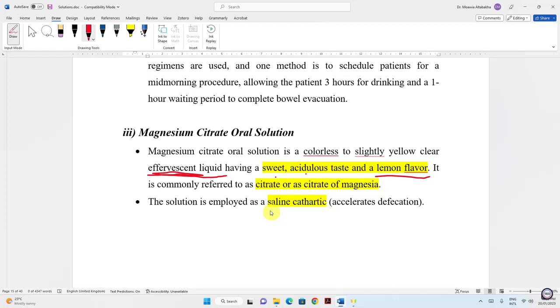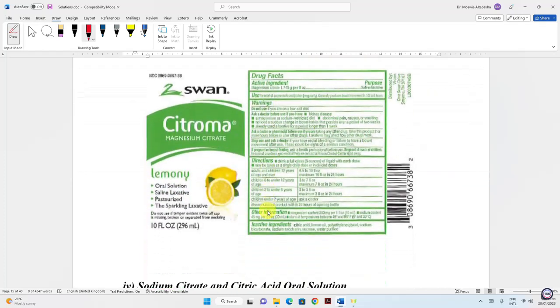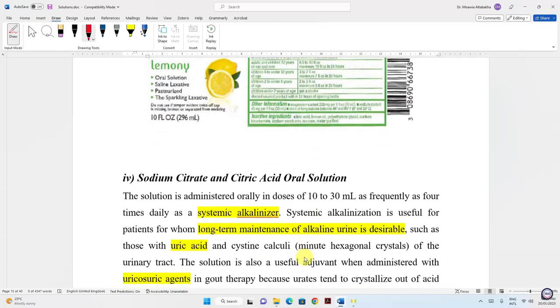What is it used for? As I told you, in constipation, it accelerates defecation. That's why it's classified as a saline cathartic. You see here an example.